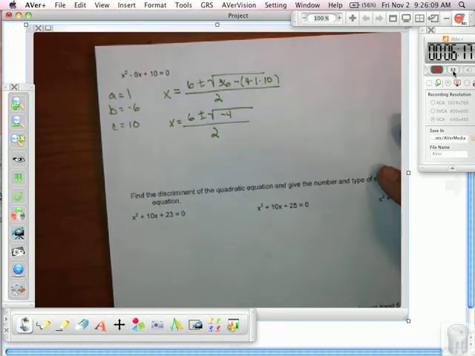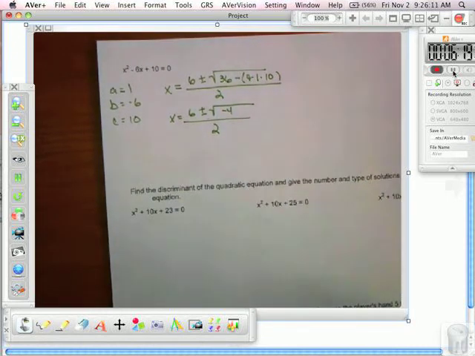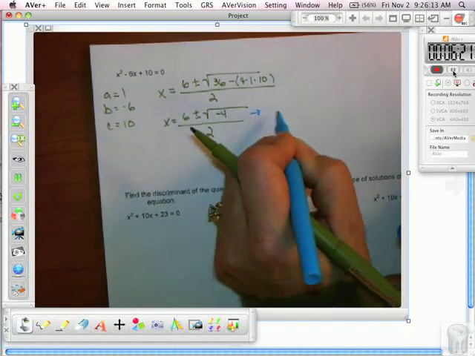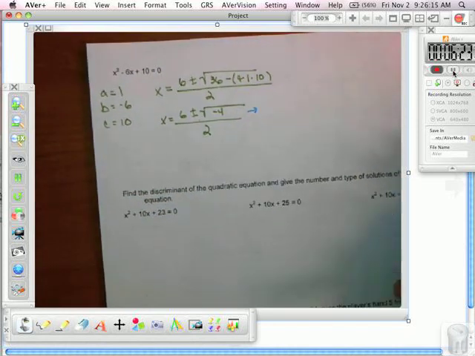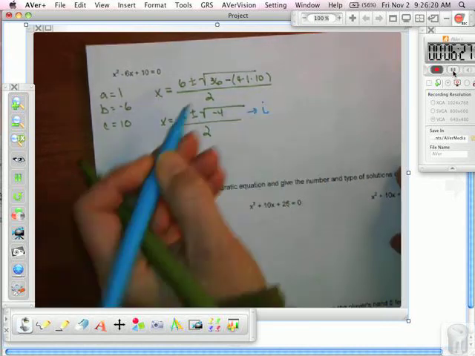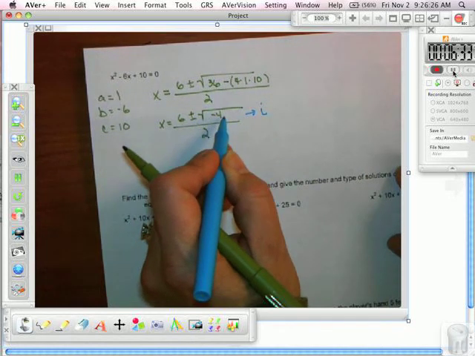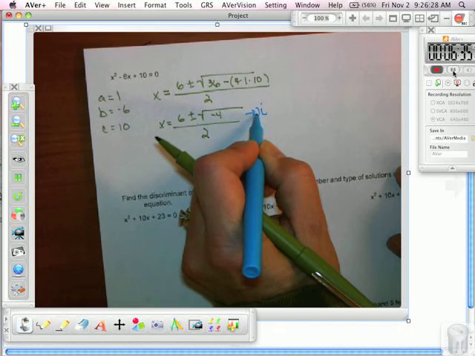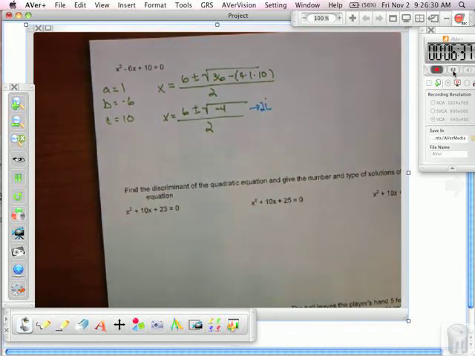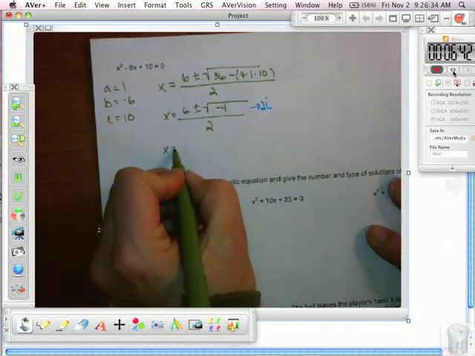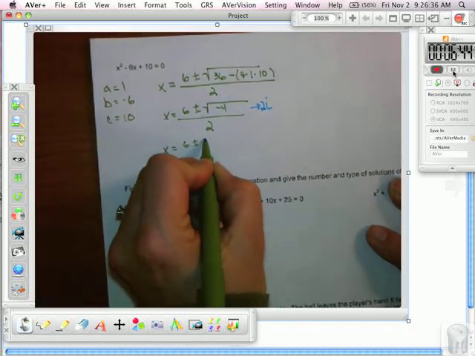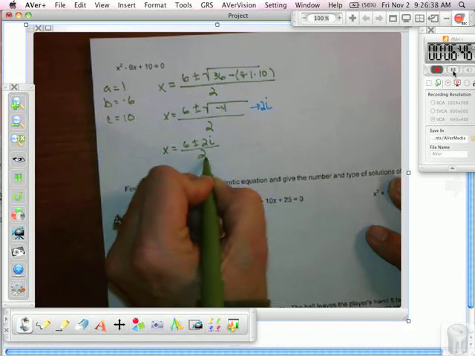So as a side note, let's just think about what's going to happen to this square root of negative 4. I can automatically pull out an i. If I pull out an i, then I still have the square root of 4, which is 2. So this simplifies to 2i, doesn't it? Can y'all see that? Okay. So then my answer is going to look like this: 6 plus or minus 2i over 2.